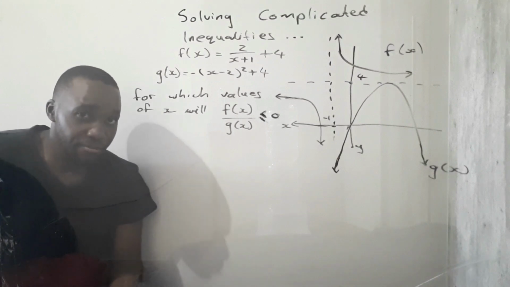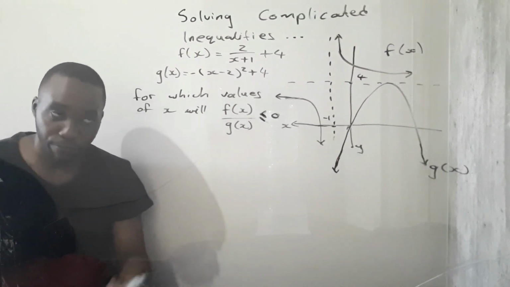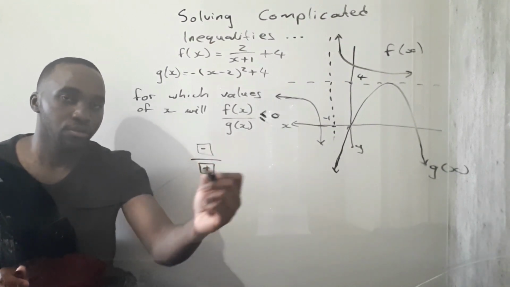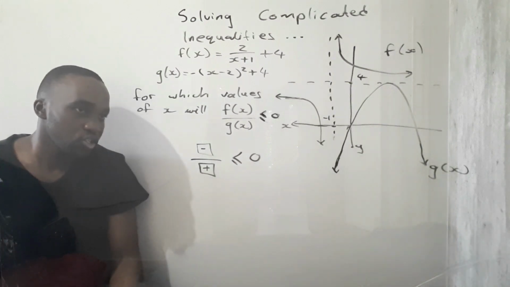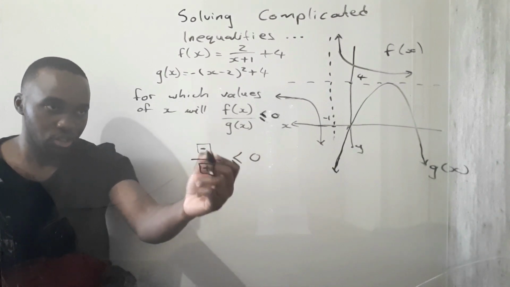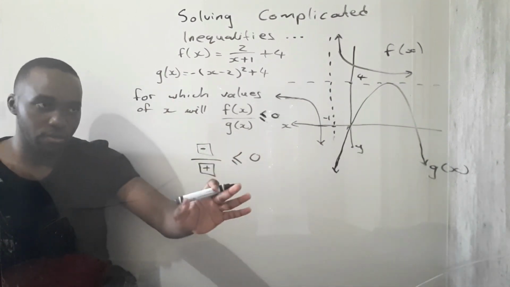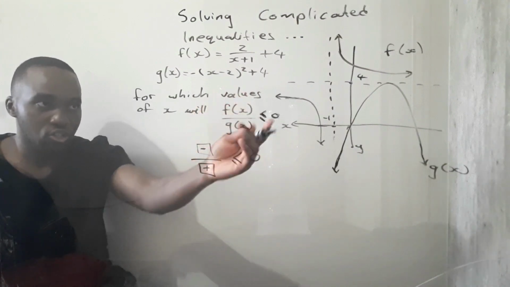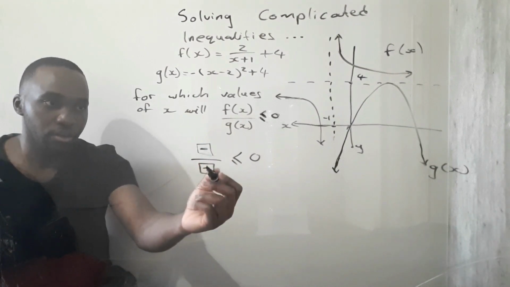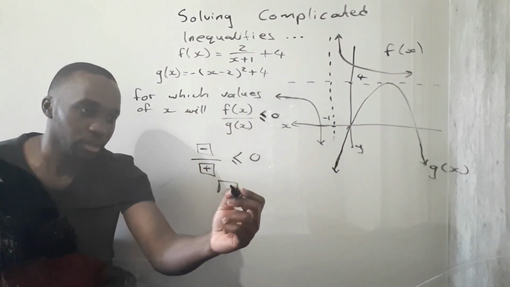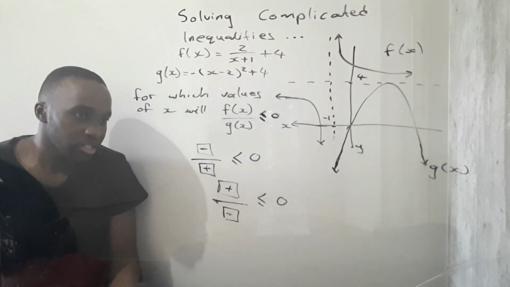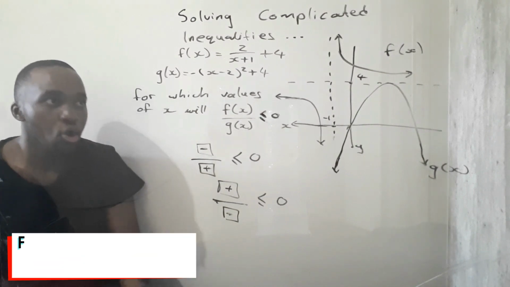A fraction will be smaller or equal to 0 if the top part is negative while the bottom part is positive. It will only be equal to 0 if the top is 0, but we'll deal with that later. For a fraction to be smaller or equal to 0, either the top is negative and the bottom is positive, or the top is positive while the bottom is negative. These are the two scenarios we need to look out for on our sketches.